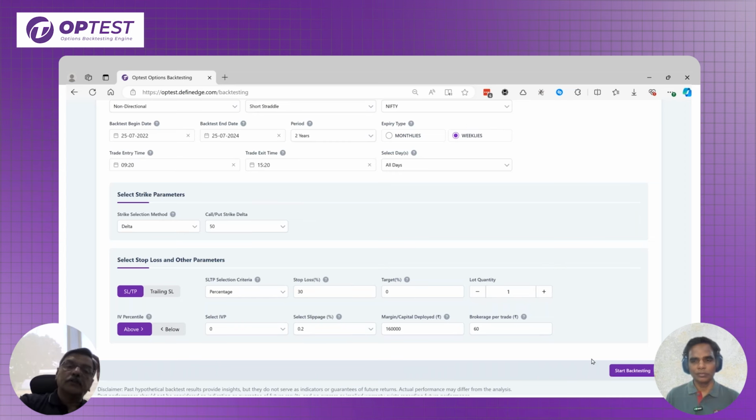With one lot. What does 0 mean? Is it the premium, or what is it? It is percent. Target 0 means you're not having any target price. There is no limit to how much. Basically, if the stop loss is not hit, whatever the premium is at 3:20 p.m. will be the exit. So if the 30% loss is not met, it will exit at 3:20. Correct. So we'll start the backtesting now.